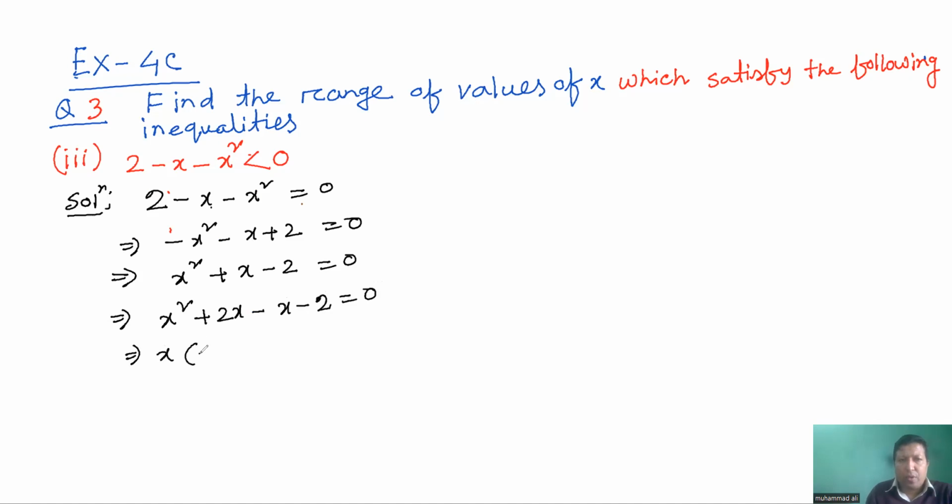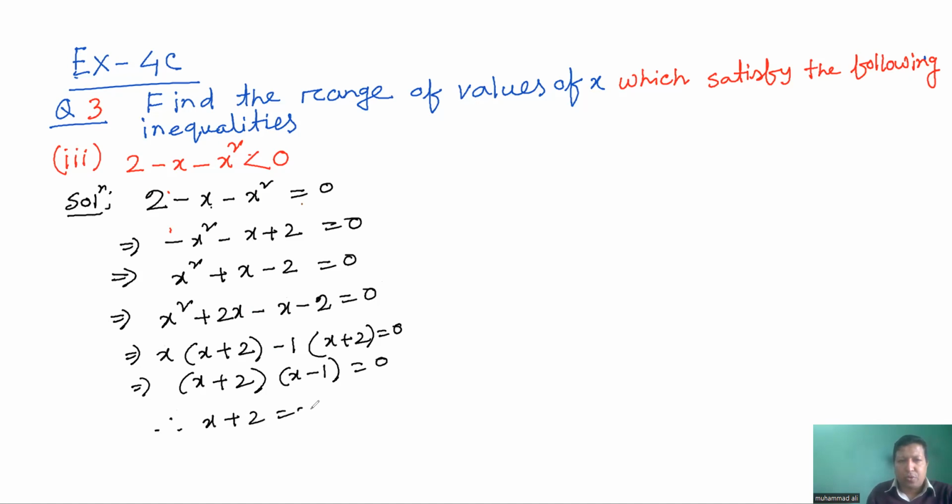Take x common, (x + 2) minus 1 common, (x + 2) equals 0. So it will be (x + 2)(x - 1) equals 0. So x + 2 equals 0 or x - 1 equals 0, x equals -2, x equals +1. Now, to find the set of values of x, or range of values of x, you have to sketch this curve.